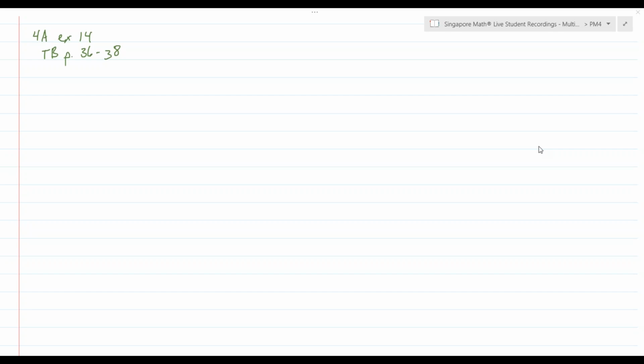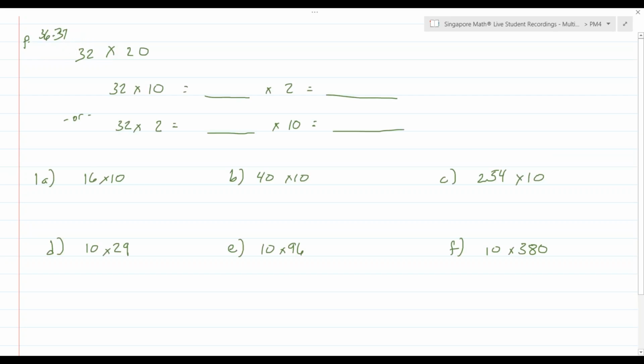Today we're going to talk about Workbook 4A, Exercise 14. In the textbook, it's pages 36 through 38. We're still doing multiplication, but now we're going to talk about multiplying by a two-digit number instead of a one-digit number. So now it's 32 times 20 is our first example.